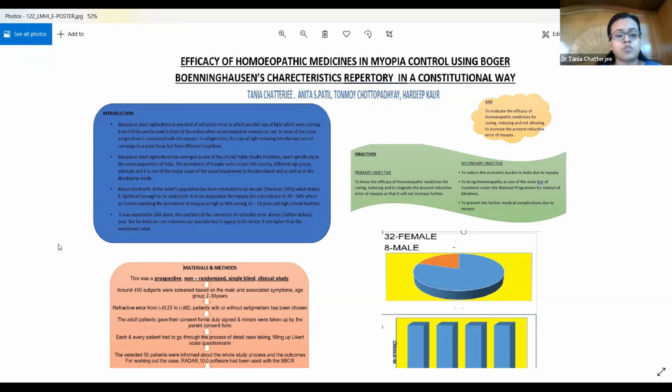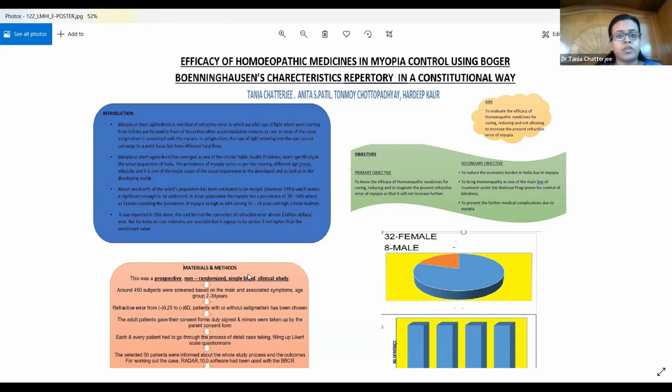My study was designed as a prospective, non-randomized, single-blind clinical study. In the whole study, around 450 patients were screened from different schools and colleges. The age group considered was 7 to 30 years, and the refractive error considered was from minus 0.25 diopter to minus 6 diopter, with or without astigmatism.